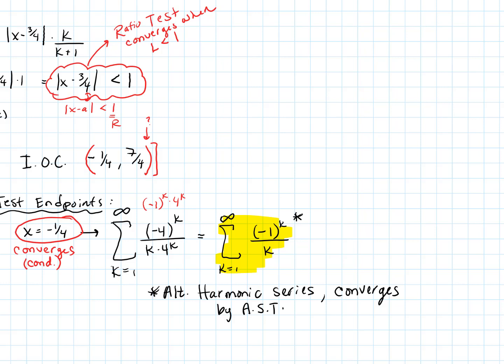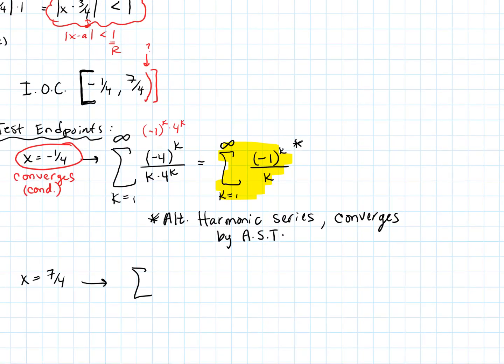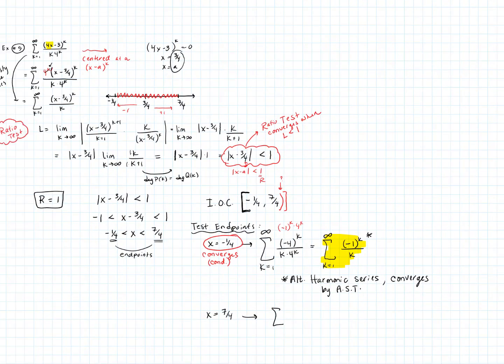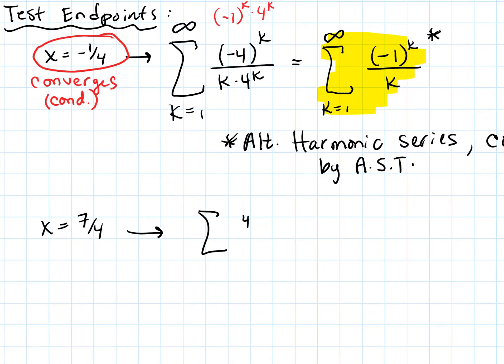So let's come back up here to our interval of convergence and say, all right, we've got convergence. That is going to converge at negative 1/4. All right, let's see if we get convergence at 7/4. So when I plug x equals 7/4 into the series, and again, just to remind us, I know it's off the screen now, but the series itself was (4x minus 3) to the k. So when I plug in 7/4 right there, I would get 7 minus 3, I get just 4 to the k. So I get 4 to the k over k times 4 to the k, from k equals 1 to infinity.